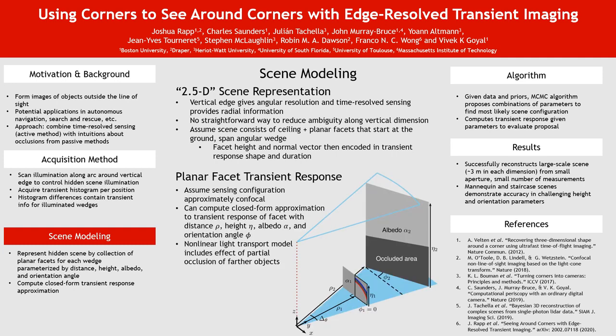Taking into account that our acquisition configuration is approximately confocal, we can compute a closed form approximation to the transient response that a planar facet with a distance ρ, height eta, albedo alpha, and orientation angle phi, as seen on the diagram here, would generate. We note that our light transport model for each wedge is nonlinear, which accounts for the fact that closer objects may partially occlude objects that are further away.